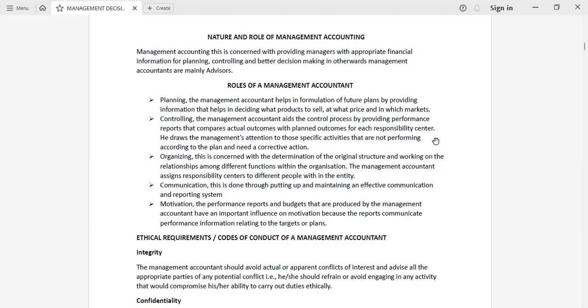Today, we are going to look at our second topic as far as MDC is concerned, or performance management for those in SCCA and others. We are going to look at the nature and the role of management accounting. Here, our emphasis is going to be to explain what management accounting is, and we try to look at the ethical responsibilities of a management accountant.